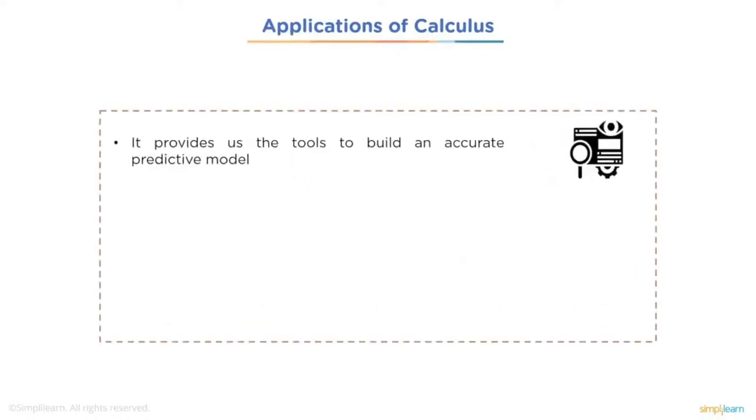So we talk about applications of calculus. It provides us the tools to build an accurate predictive model. So it's really behind the scenes. We want to guess at what the change of the change of the change is. That's a little goofy, I know. I just threw that out there. It's kind of a meta term. But if you can guess how things are going to change, then you can guess what the new numbers are.